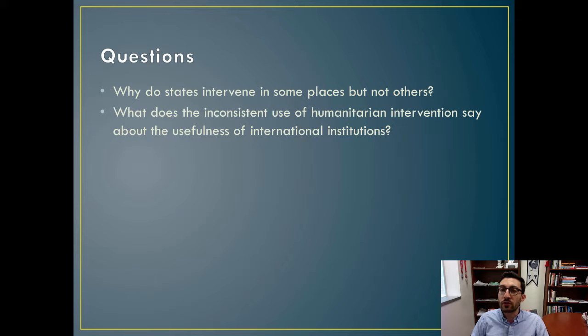Does this mean that international institutions are useless? Does it mean that international institutions are weak and need to be strengthened? Do we need to more consistently apply the criteria for engaging in humanitarian intervention in order to justify the continued existence of international institutions?